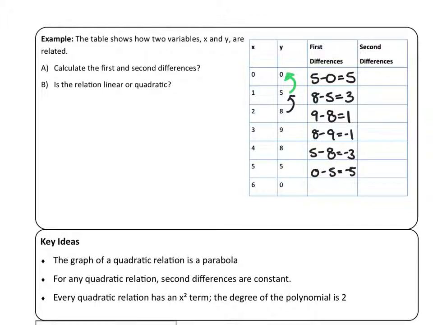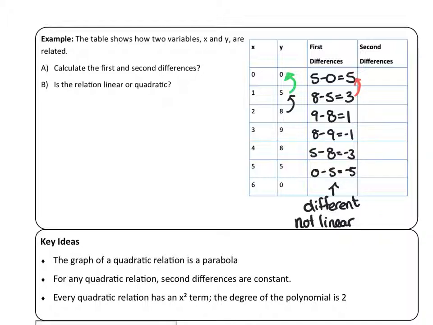Now notice that these are all different. And since the first differences are not the same, this means that it is not linear. Okay, if all the first differences were the same, then we would have a straight line and we could say that it was a linear function. Since this is not a linear function, we're going to look at it and see if it is a quadratic. So what you're going to do is take the differences of our first differences.